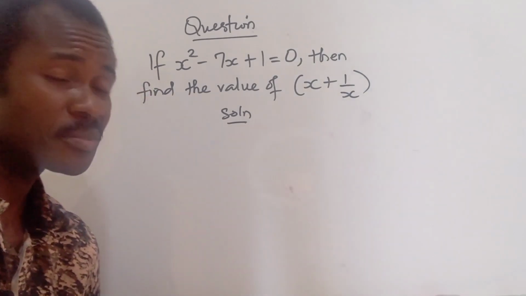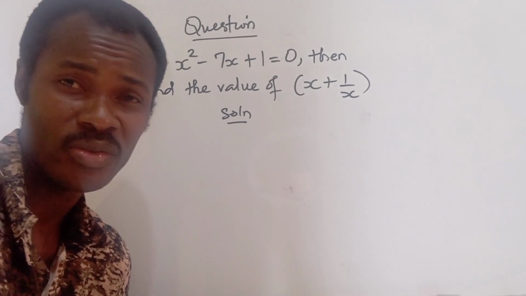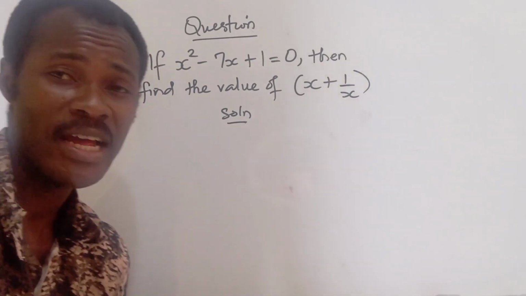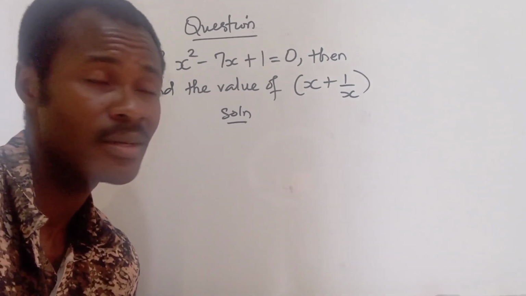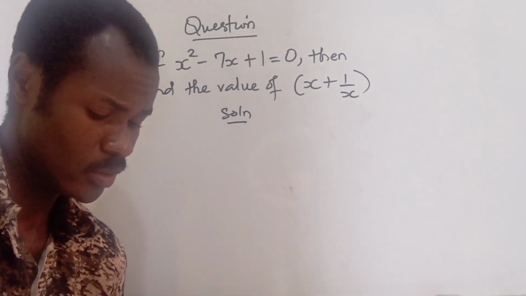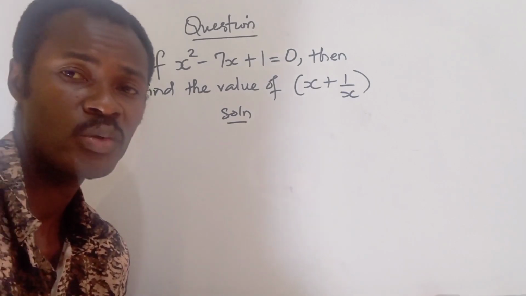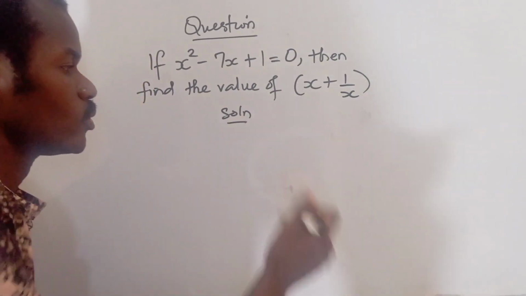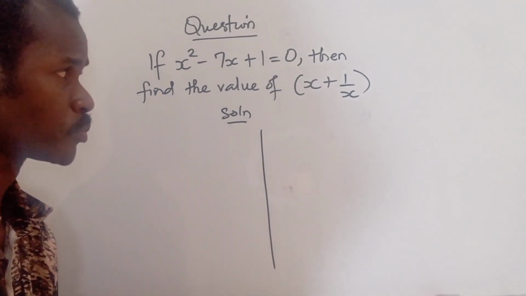So let's get right into today's question. It says, if x squared minus 7x plus 1 is equal to 0, then we should find the value of, in brackets, x plus the inverse of x, or 1 over x. So how do we solve this simple question? There are two ways we can approach it. Now the first way is this.